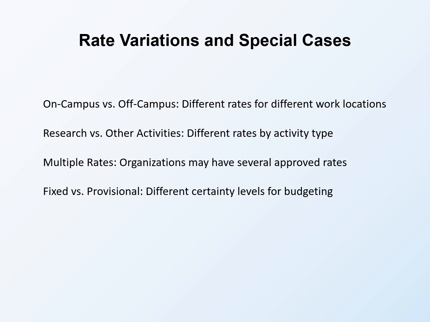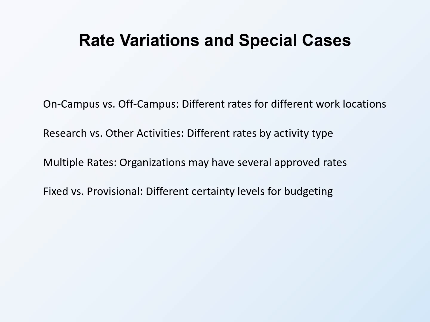Research versus other activities may have different rates. The indirect costs of supporting research may differ from supporting instruction or public service. Organizations with diverse activity portfolios may have separate rates for different functional categories. Multiple rates are common for organizations with complex operations. Your NICRA might specify a research rate, an instruction rate, an off-campus rate, and rates for other specific circumstances. Knowing which rate applies to which situation ensures accurate budgeting.